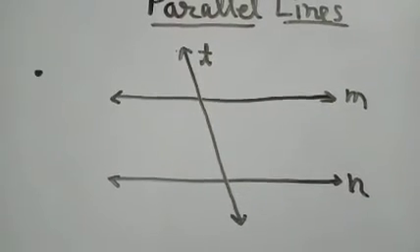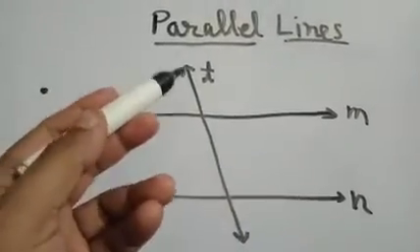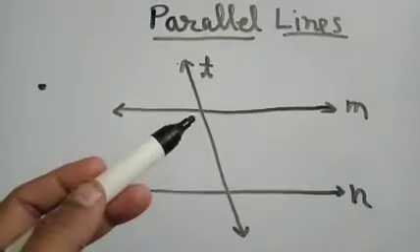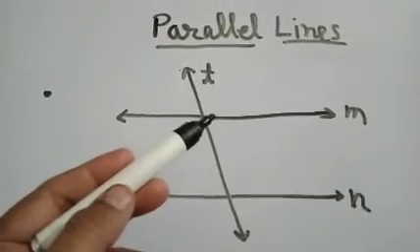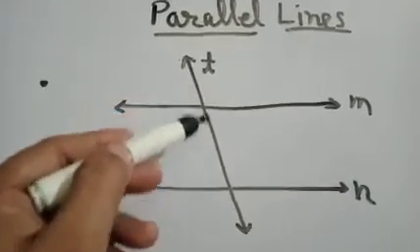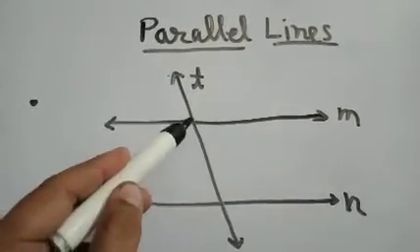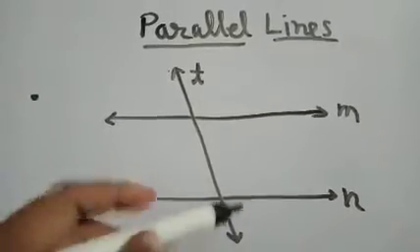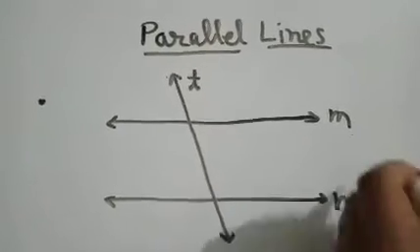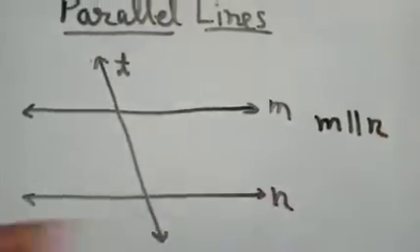So students, when two parallel lines are intersected by another line, this line is called a transversal. What is a transversal? A line which passes through two or more lines at different points is called a transversal. This line T intersects lines M and N at different points. So this is called a transversal, and these two lines are parallel. The symbol of parallel is: M parallel N. This is the symbol of parallel lines.